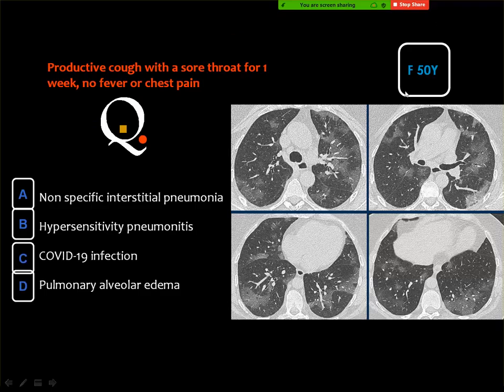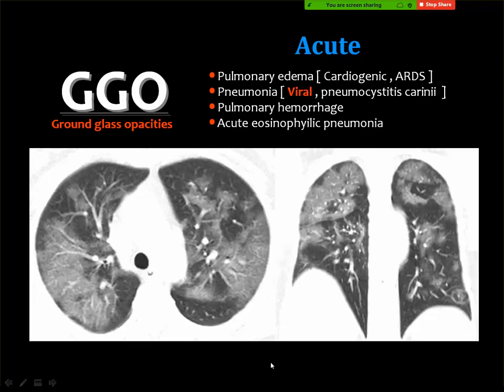Okay, this is a female patient, 50 years old, with productive cough and sore throat for 1 week, no fever or chest pain. Then what do you think of this? COVID-19. Okay, good. This is right. This is COVID-19 with the classic appearance of ground glass opacities, which are scattered in both lung fields, especially in the periphery.